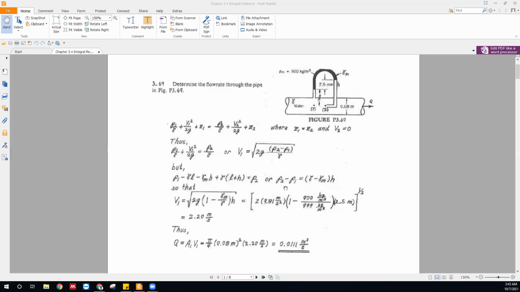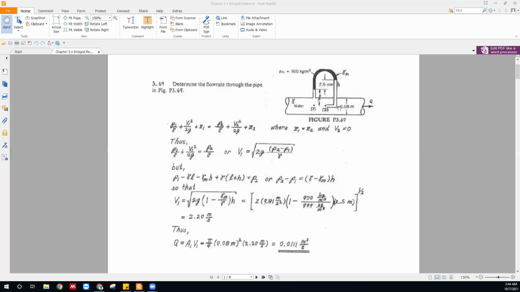If we put this value of P2 minus P1 in this equation, we get V1 equals root of 2g into 1 minus rho M by rho into h. Now we have g, it's constant, rho M is 900, and rho is 999, the density of water, multiplied by h. h is this value, 2.5 meter. If you put these values, you'll get 2.2 meter per second. That's the velocity of water at position 1.